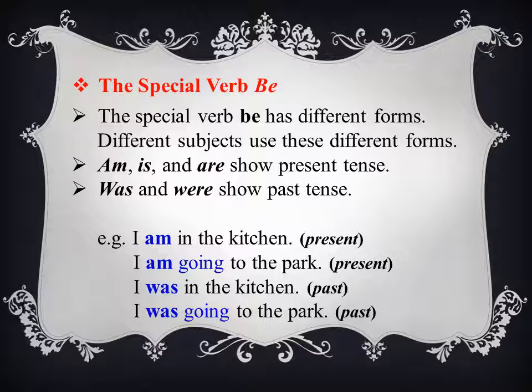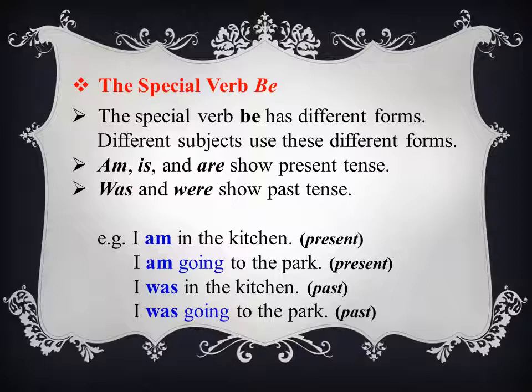Am, is, and are show present tense. So, the forms of the verb be, am, is, and are show present tense. And was and were show past tense. Example. I am in the kitchen. Am shows the present. So this is the verb be in the present. I am going to the park. Again we have am. So the verb be over here shows the present.